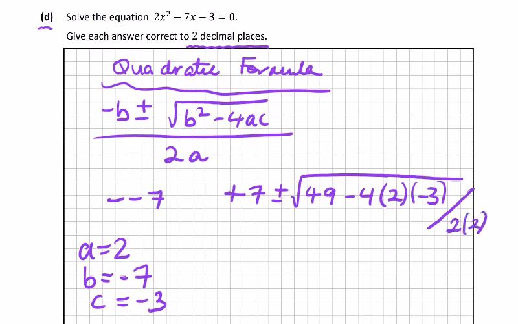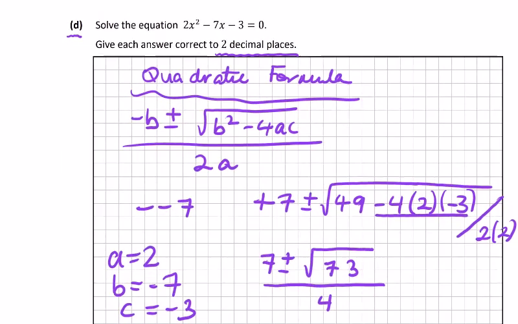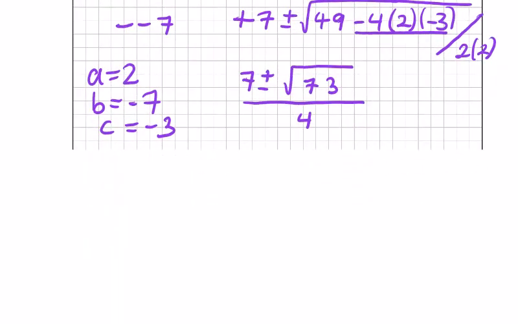So I'll give it one more simplification before calculator use. We have 7 plus or minus the square root of 49, and it's 2 minuses are going to give a plus. 4 2s are 8, and 8 3s are 24. So that's going to give 7 plus or minus the square root of 73 over 4. And 2 decimal places. So we just type this into our calculator and write down both our answers, which I'll do now. Double check it.